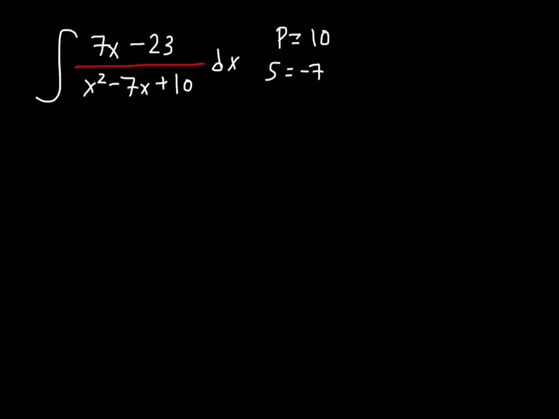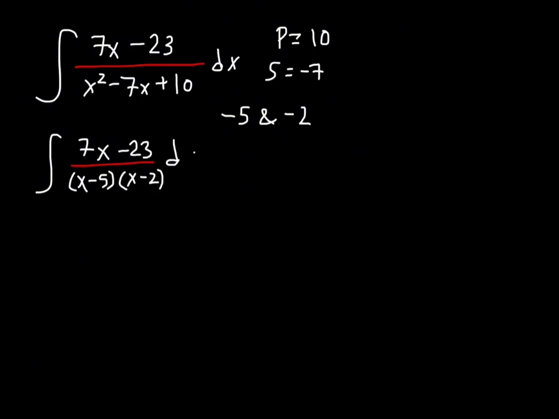So what two numbers add up to negative 7 but give you 10 if you multiply them? Well, the two numbers are negative 5 and negative 2, because negative 5 minus 2 will give you negative 7, and negative 5 times negative 2 will give you positive 10. So that works out. So we can rewrite it here: (7x - 23) over (x - 5)(x - 2) dx.